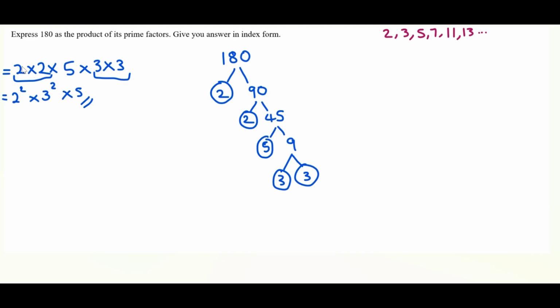Again, just as a check, we can see if this is correct by multiplying all of these prime numbers out. So 2 times 2 is 4, times 5 is 20, 20 times 3 is 60, 60 times 3 is 180, so we know this is correct.